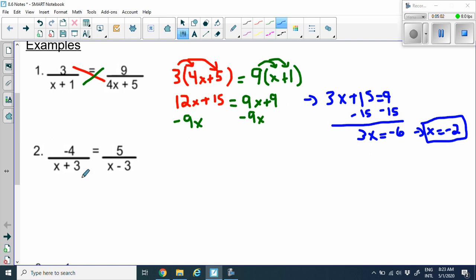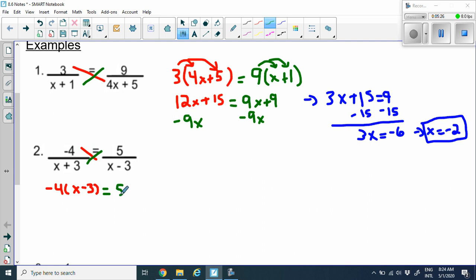Okay, let's go ahead and go over this. So once again, since we have an equal sign and one fraction on one side, another fraction on the other, we're going to cross multiply. I'm going to do negative 4 times x minus 3. And then I'm going to do my 5 times x plus 3.